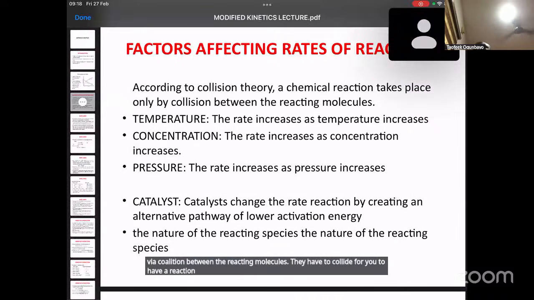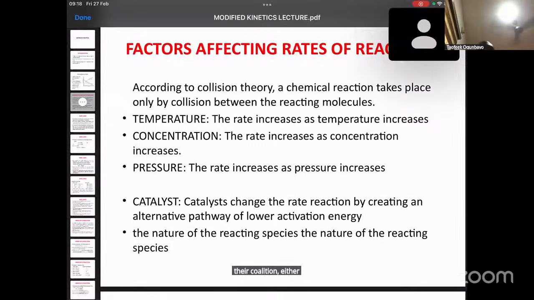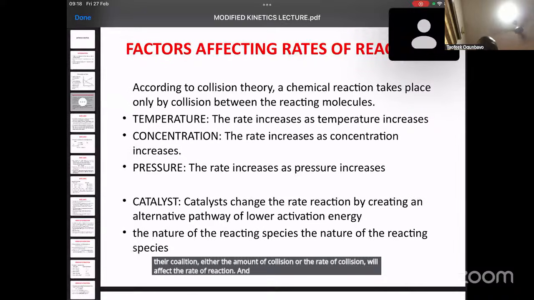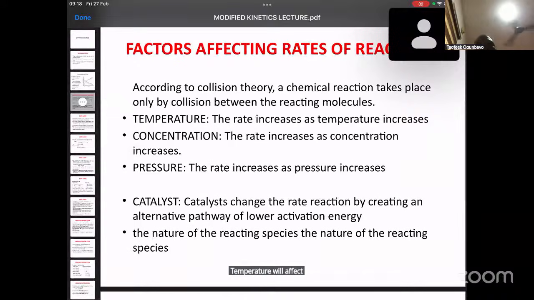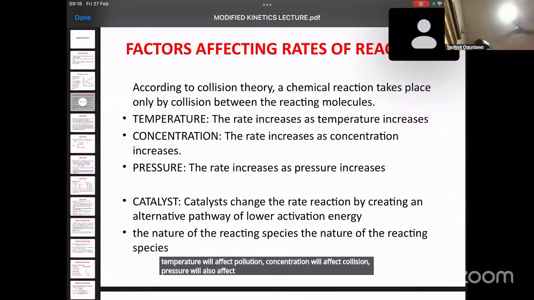Now, anything that affects their collision, either the amount of collision or the rate of collision, will affect the rate of reaction. And what are those things that affect collision? Temperature will affect collision, concentration will affect collision, pressure will also affect collision. How do they affect them? Well, it's the same thing.